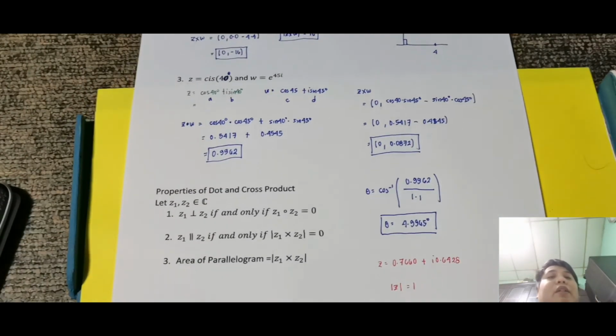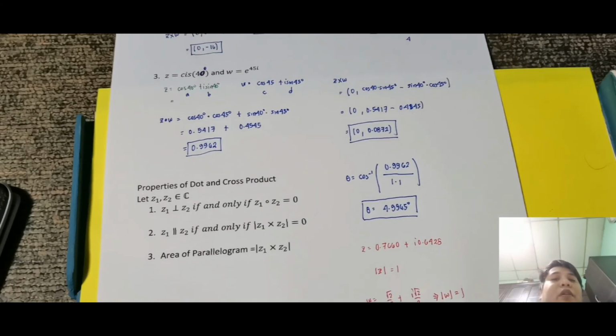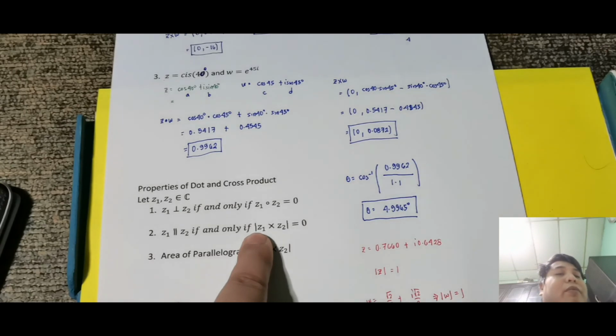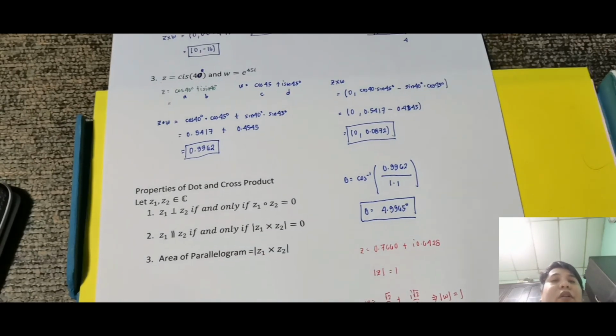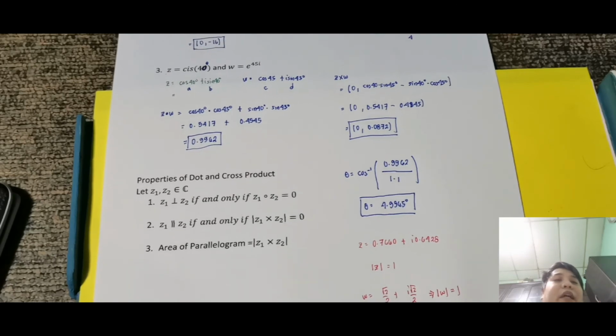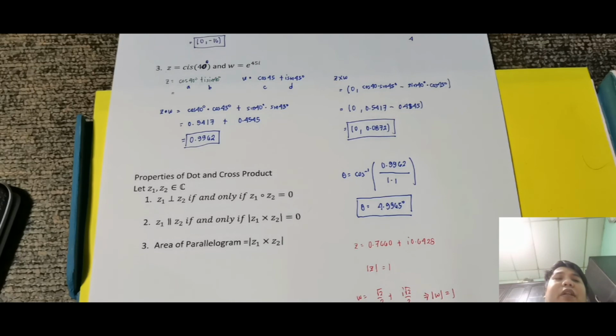Okay, next is C sub 1 is parallel to C sub 2 if and only if yung modulus ng cross product ng Z1 and Z2 is equal to 0. So wala tayong example niyan. So pag nangyari yon, automatic sila ay parallel sa isa't isa. So paano kaya example nito? Hindi pa ako makaisip ng example pero I think makakapagbigay din ako nito somewhere or someday.